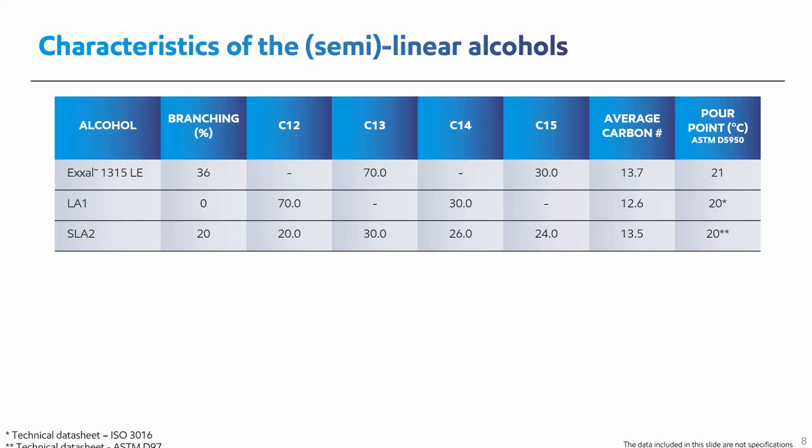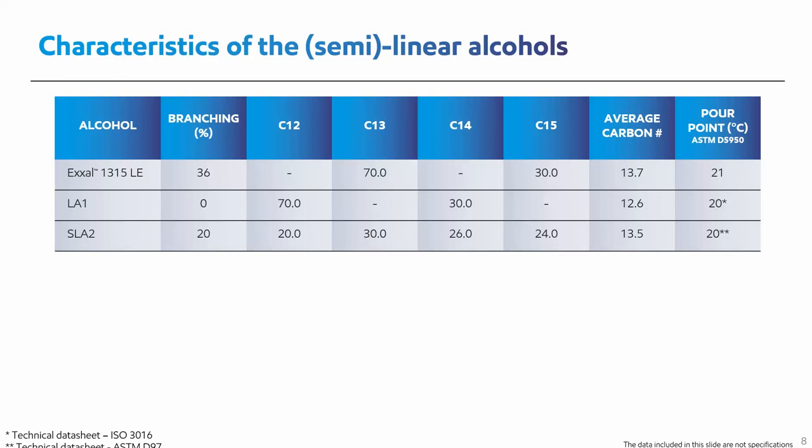Next, 100% linear alcohol based on a 70-30 C12-C14 mixture. And finally, another semi-linear alcohol containing 20% of branching and a carbon distribution ranging from C12 to C15. Note that the average carbon number is 1 carbon shorter for the 100% linear alcohol. The various alcohols have a pour point around 20 degrees C. This is a consequence of their low level of branching.